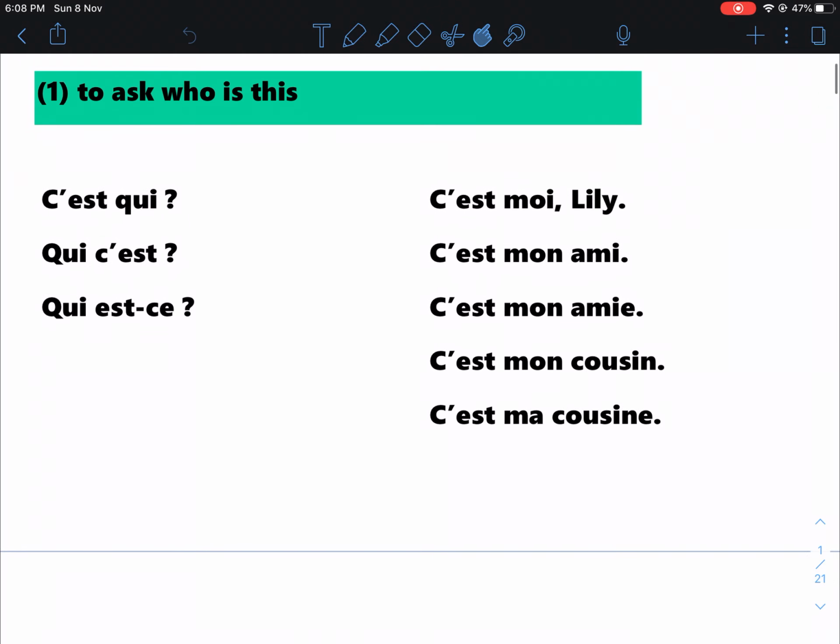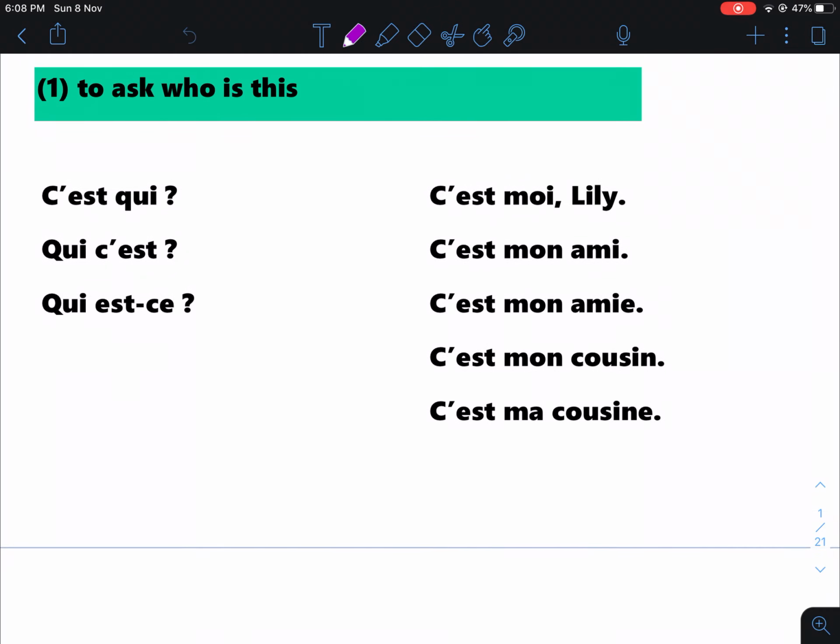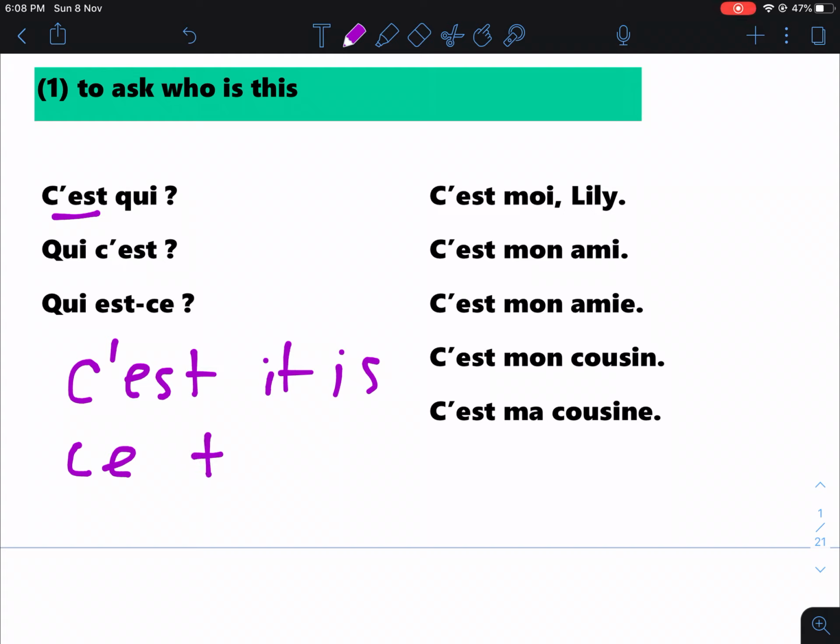Okay, to ask who is this or who is it, you have here c'est. Now, we have seen c'est previously. C'est means it is, okay? So, c'est comes from ce and est, right? So, this is it, this is. C'est is, it is, okay?